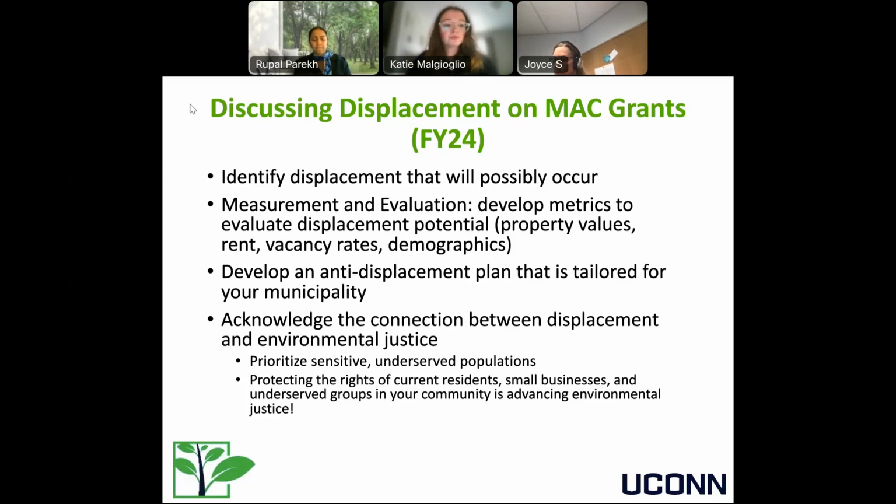And then perhaps most importantly, you want to develop an anti-displacement plan that is tailored to your specific municipality and makes the most sense for your community. On the next slide, we're going to have some anti-displacement strategies that you can start thinking about in terms of your own town or city. Lastly, throughout this section of the grant, you want to be mindful of the connection between displacement and environmental justice. So, really prioritizing sensitive underserved populations and emphasizing the importance of protecting the rights of your current residents and small businesses is what's really important here.